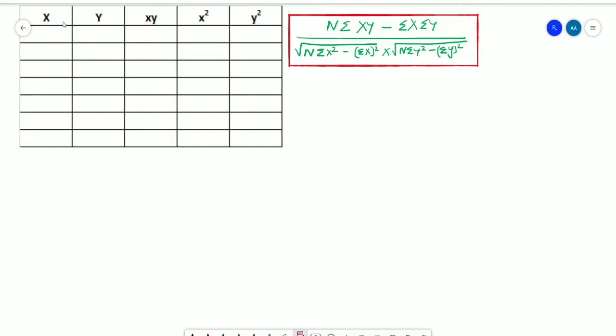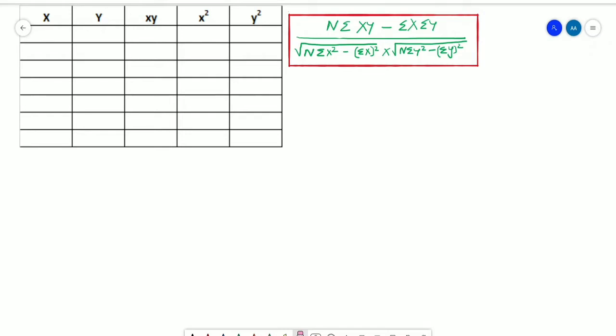You will be making this table to enter the values which will be required in this formula. The formula for calculating the correlation using Karl Pearson's correlation coefficient method is this, and to get the values of this formula you will have to first make this table. What will be the contents of your table? You will have a column for x and y, then x multiplied by y, x square and y square. So you have to make a table like this.